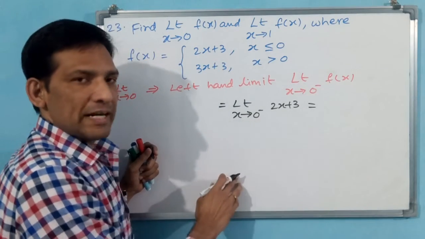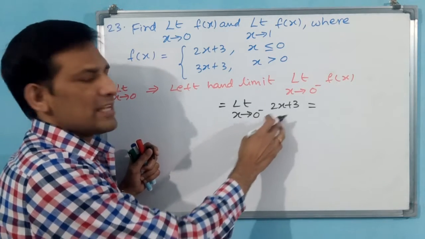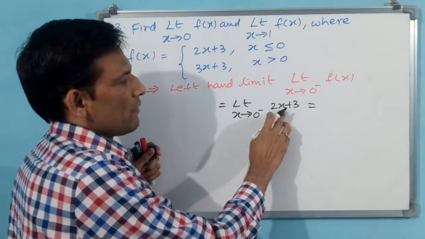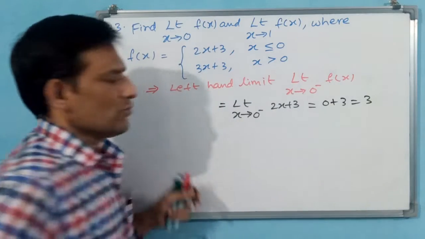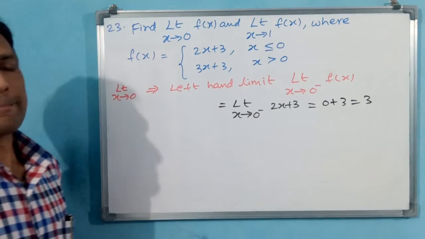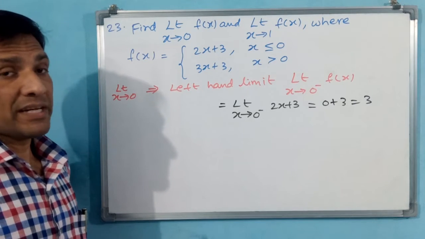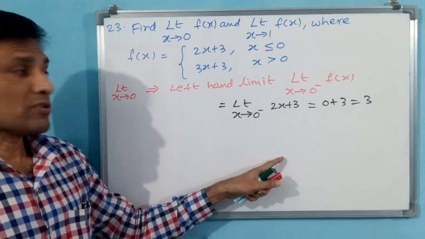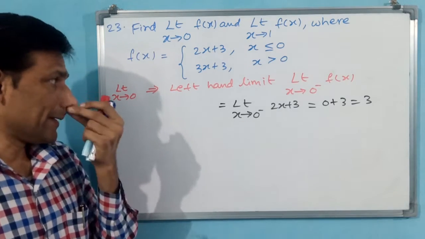But see, what to be done? This x tends to 0, slightly less than 0, or almost 0 it is going to become. What will happen? 0 plus 3, it is going to become 3. Here there is no special case. If a special case is there, that is a different thing. If modulus x by x comes, then automatically you can take it as something.